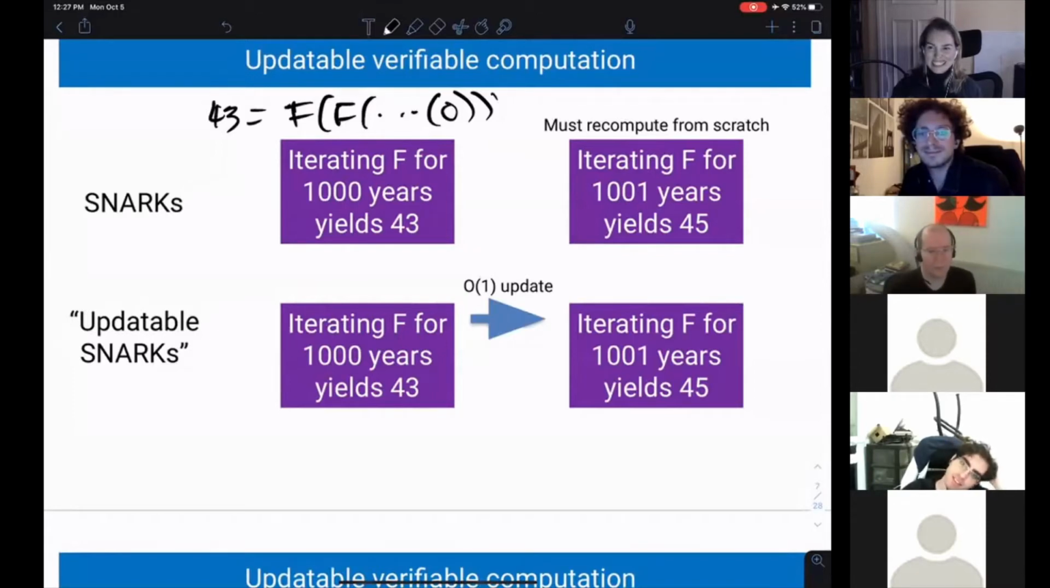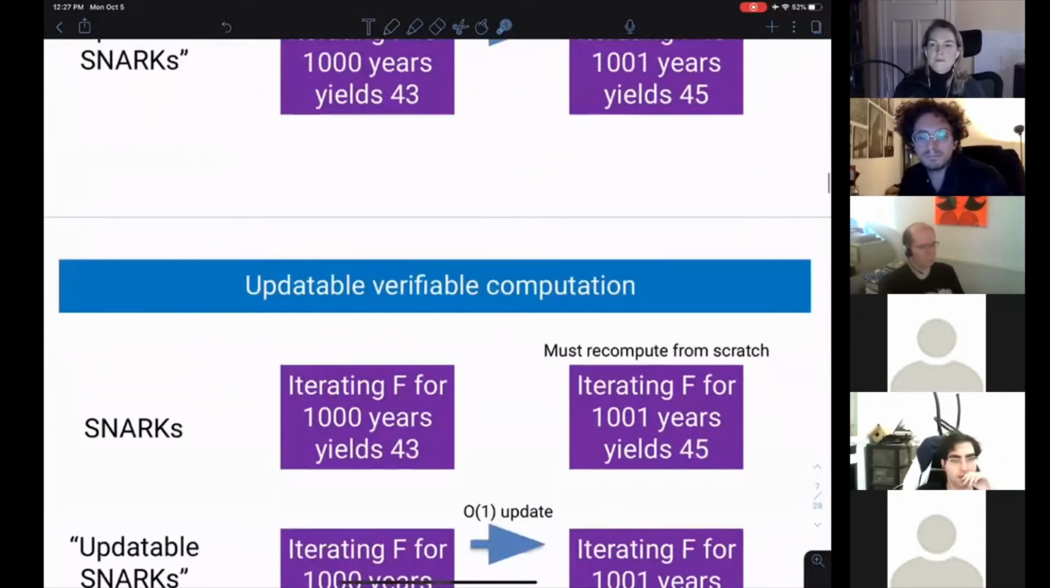Cool. So yeah, we were talking about, let's say you wanted to prove to someone that if I iterate this function for 1,000 years, you get 43, and then you wanted to run it for another year. With regular SNARKs, you just have to recompute everything from scratch. With recursive SNARKs, you can do this kind of O(1) update, where you can reuse the computation that you did before with the old proof to produce this new proof that has this extended information.